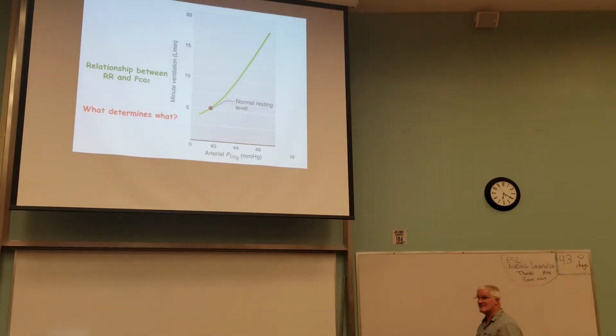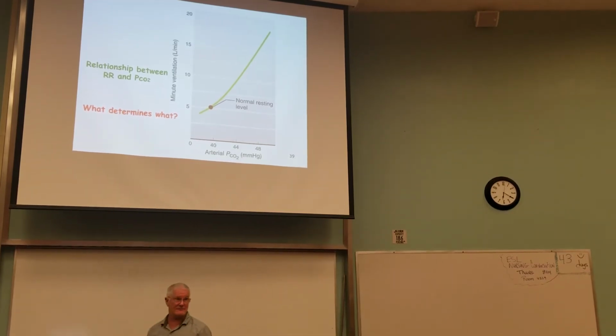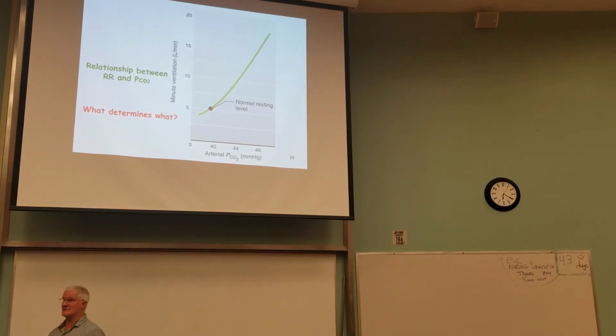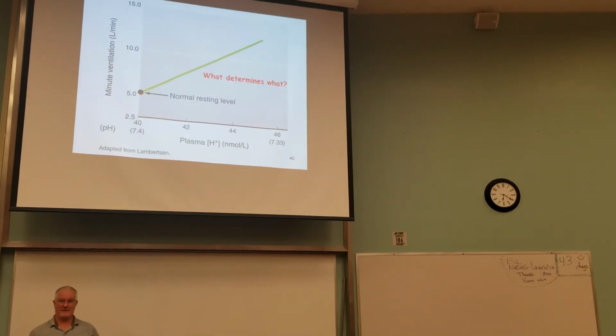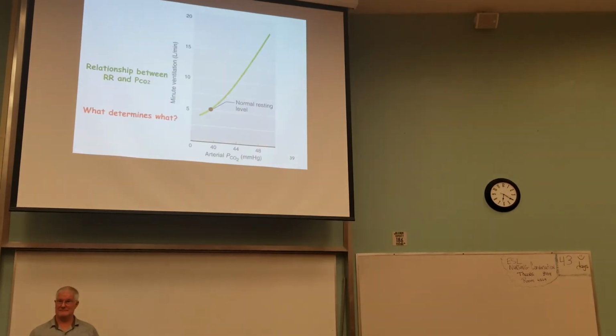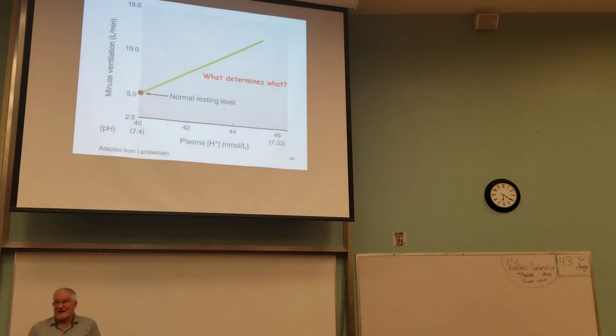Does anybody have an idea as to why we're way more sensitive to increases in CO2 than we would be to drops in PO2? It's going to be your favorite equation. It relates to this. So look at the slope of this graph. Look at the slope for a second. Now look at the slope. Are they roughly the same? No, crudely they are, right?